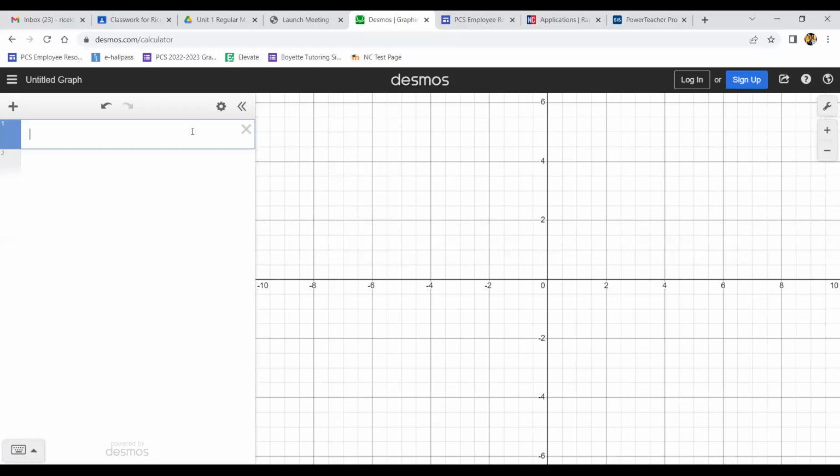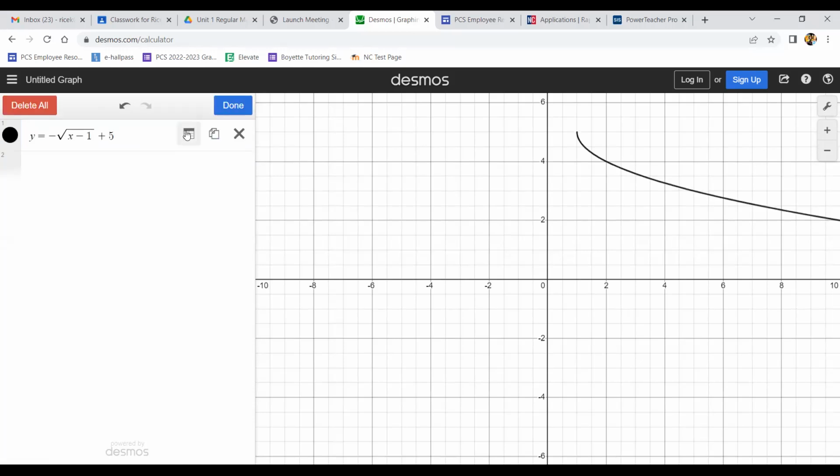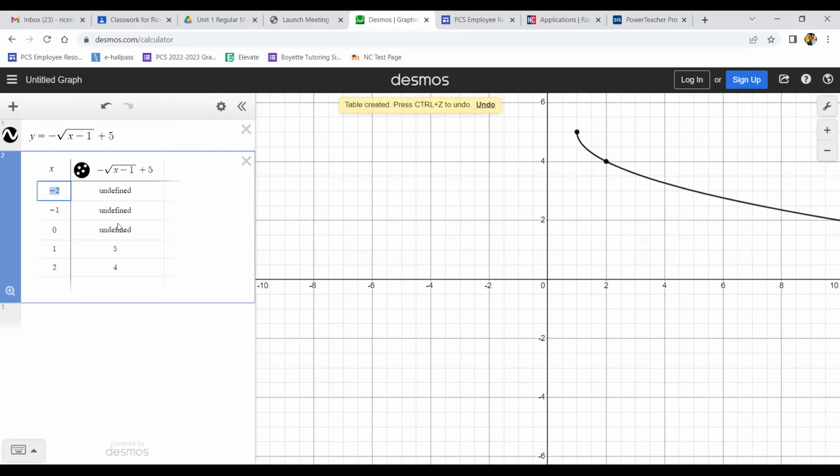So I'm going to do y equals. Notice that even though it's an inequality, I'm typing an equal sign because Desmos will not give you the points if it's not an equal sign. So now I'm going to type SQRT, get my square root. I get the +5 on the end. Okay, so I'm going to get my list, get my table.